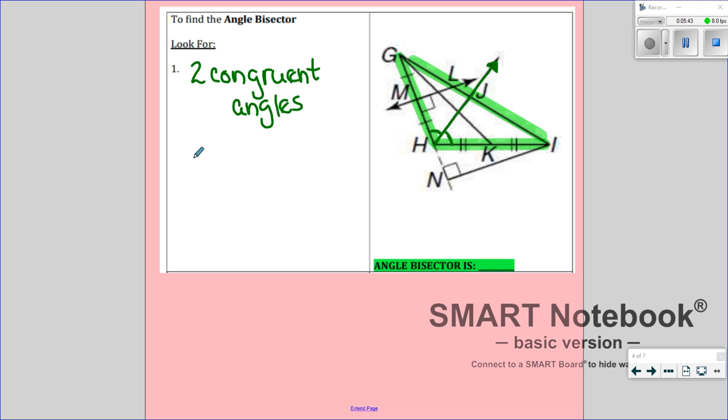So that means angle GHJ is congruent to angle IHJ. And our angle bisector, I'm going to put ray HJ.